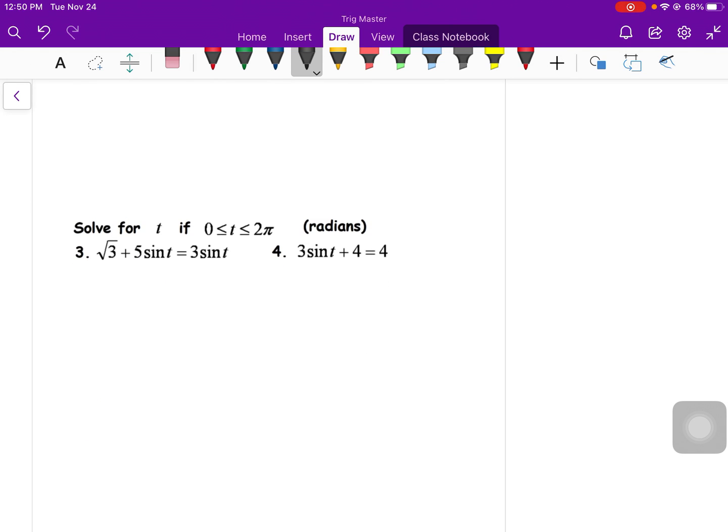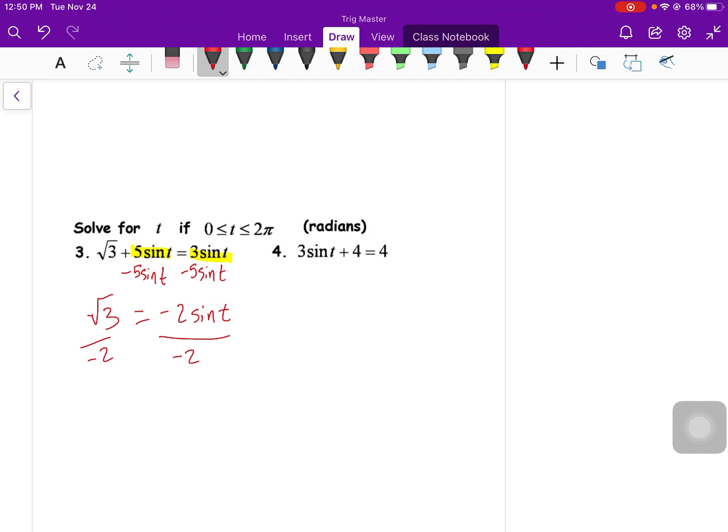Now we're going to change to radians. The process is the exact same thing. In number 3, I'm just counting how many sine t's I have, like 5x and 3x would together be like terms. So you can do this a few different ways. I'm going to start by subtracting 5 sine t from both sides. That leaves positive square root of 3 equals negative 2 sine of t. If you wanted to, you could bring the 3 sine t over and set it equal to 0. That would work fine. You just have one more step.